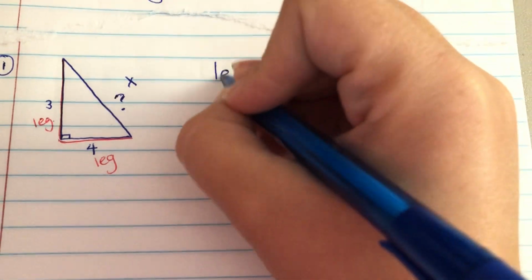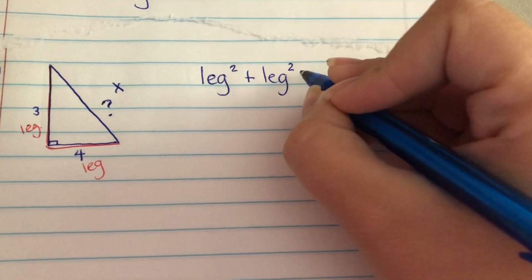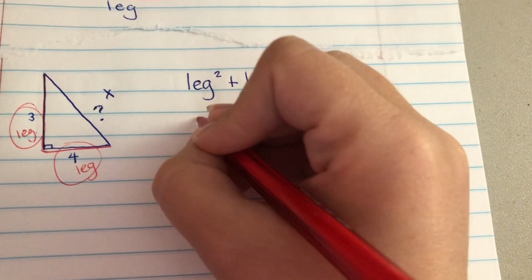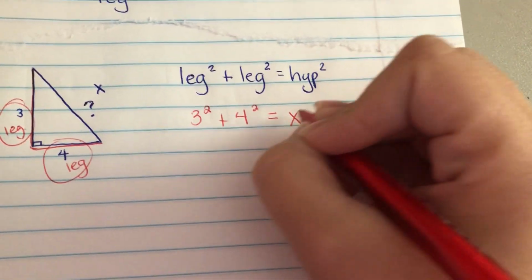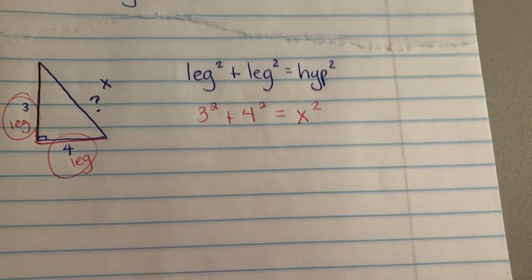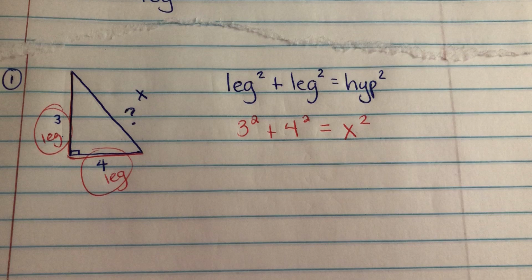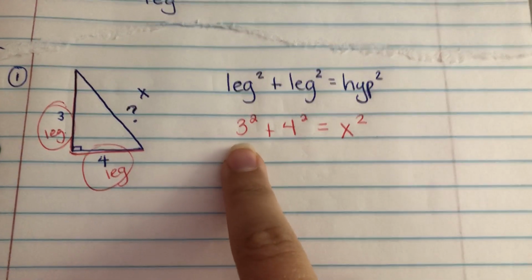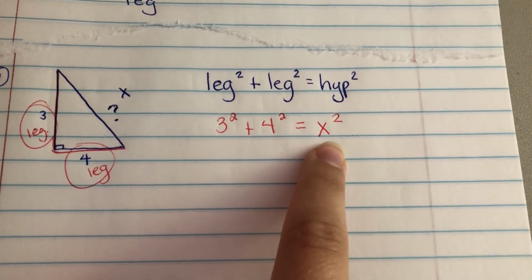So I know Pythagorean Theorem tells me that leg squared plus leg squared is equal to hypotenuse squared. And right now I know that my legs are 3 and 4. So I need to do 3 squared plus 4 squared, and it's going to be equal to x squared because x is my hypotenuse. So then from there, I can start solving the equation for x. And I just wanted to mention too, it would have been fine if you also had put 4 squared plus 3 squared equal to x squared.